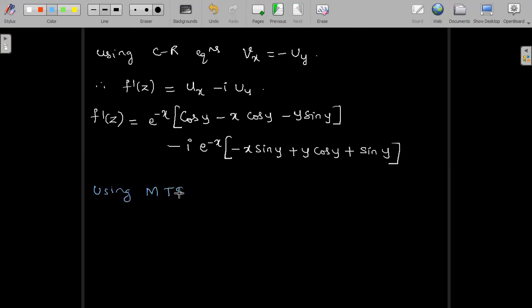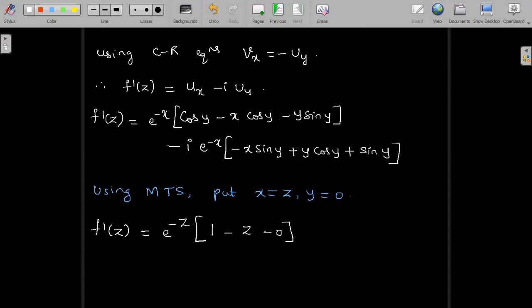Using Milne-Thomson substitution, we put x is equal to z and y is equal to 0. Once we substitute x is equal to z and y is equal to 0, this will reduce to a function of z. So wherever x is there, let us substitute throughout as z, and wherever y is there, let us substitute throughout as 0. So we have f dash of z is equal to e power minus z into cos 0. Because we are substituting y is equal to 0, cos 0 is 1, minus z into cos 0 is 1, minus sin 0 is 0.